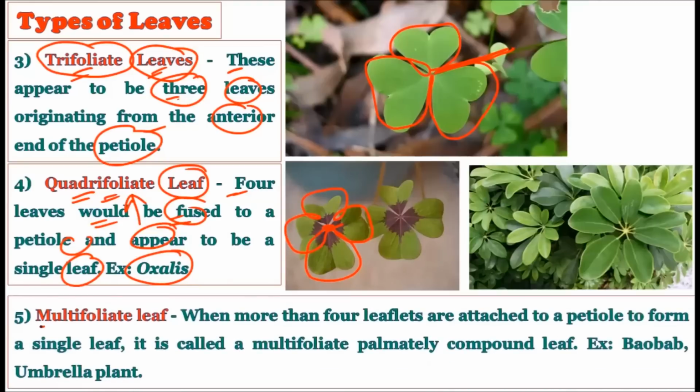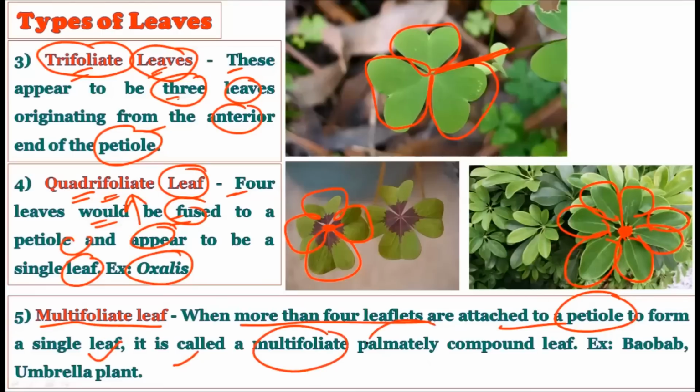Okay. Then after that, we have multifoliate leaves where more than four leaflets are attached commonly on the petiole. Observe here, 1, 2, 3, 4, 5, 6, 7 leaflets are attached to the common point to form a single leaf. It is called the multifoliate palmately compound leaf. Example for this, we have the baobab and the umbrella plant. This is an umbrella plant, and the umbrella plant is showing 7 leaflets which are attached to the common point on the petiole.